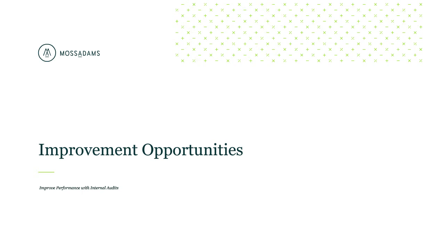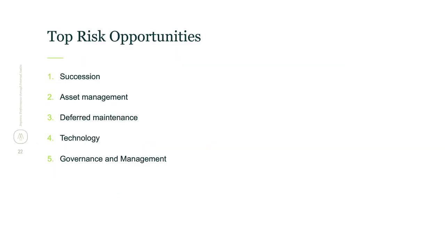So, improvement opportunities. We're going to talk about 3 primary topics: risks, internal controls and compliance, and third, performance. So what do we see in working with organizations in each of those categories? It's the top commonalities and themes in terms of opportunities for improvement, and why.